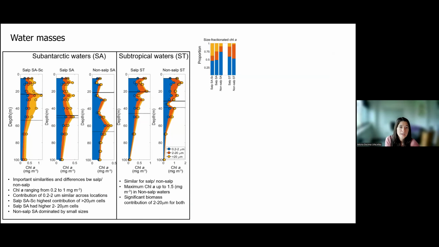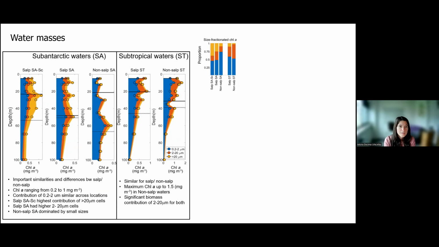So here I'm showing you size fractionated chlorophyll with depth, subantarctic waters to the left. And so those 3 cycles, they had some similarities and they had some differences. The maximum chlorophyll was up to 1 milligrams per meter cubed. The contribution of the smallest size classes was similar across the locations.